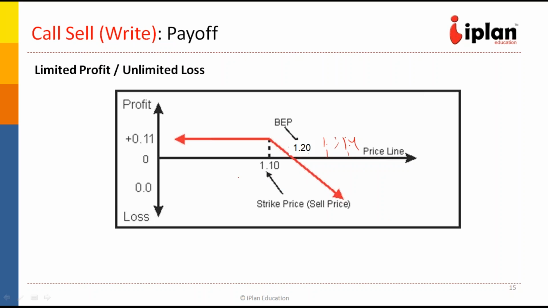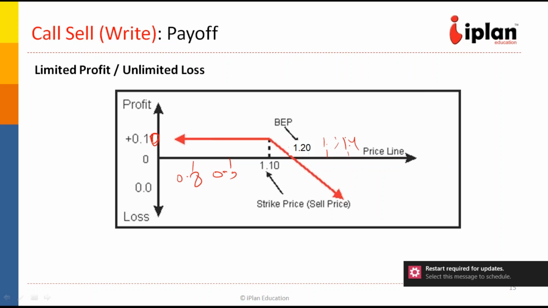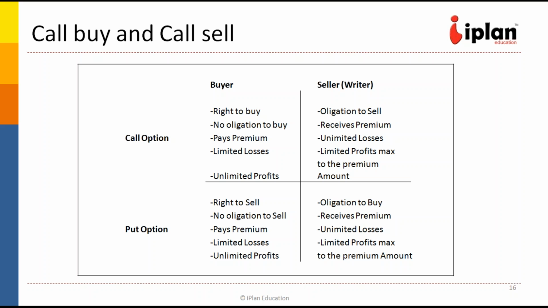And if the price goes down, it goes to 0.9, 0.8, the buyer will not come. In that situation, the maximum you will receive is the premium, that was 0.1 million you received from the buyer. So you have limited profit and unlimited loss as a call seller or writer. As simple as that. So this is a matrix to recall the things.